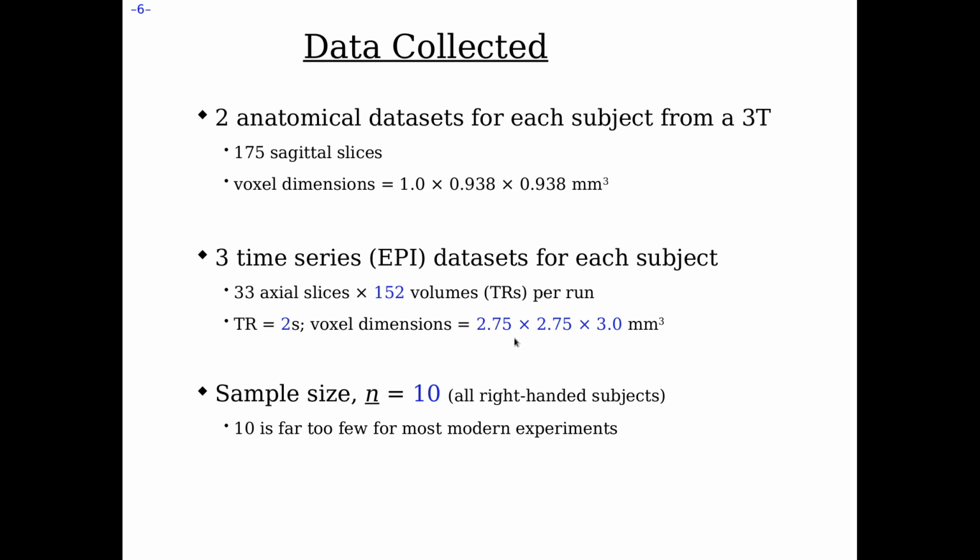And the voxel dimensions are 2.75 millimeters squared within plane, and then 3 millimeters between slices. The sample size, we had 10 subjects in our group. Far too few to do any real analysis, but it's good enough for this class demonstration. Also because the responses are so robust with these strong stimuli, that's enough to do a reasonable group analysis.